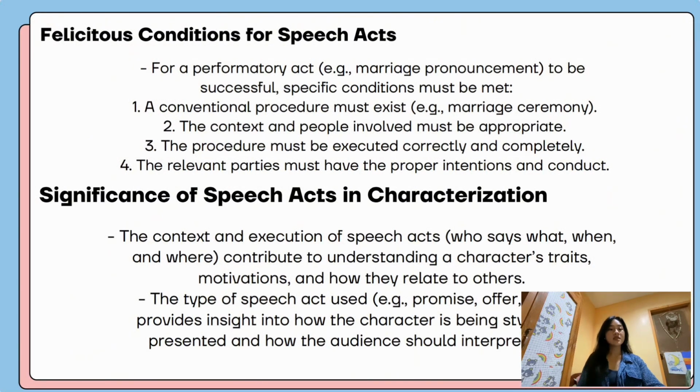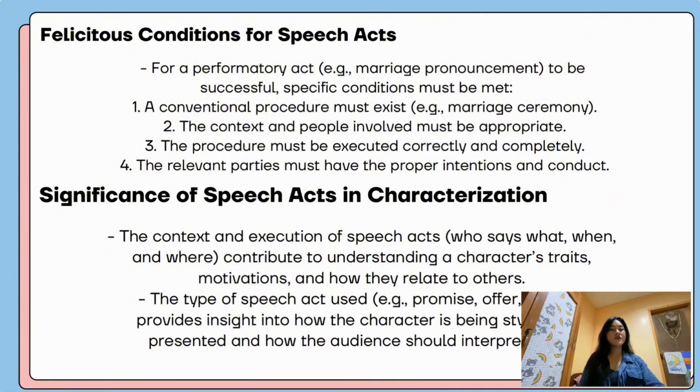A speech act is any verbal action that a character performs through speech, such as making a statement, asking a question, giving a command, making a promise, or issuing a threat. The way a character uses these speech acts can give us crucial insight into their inner world.